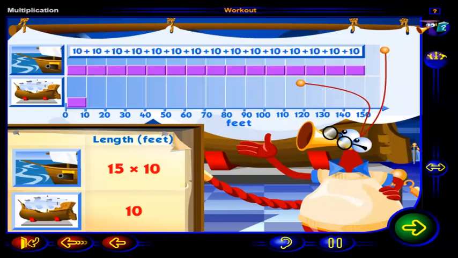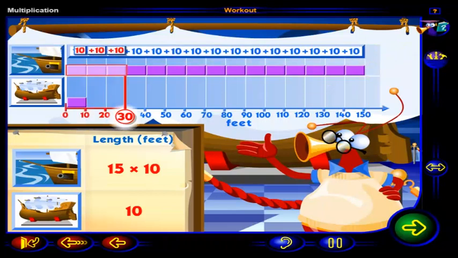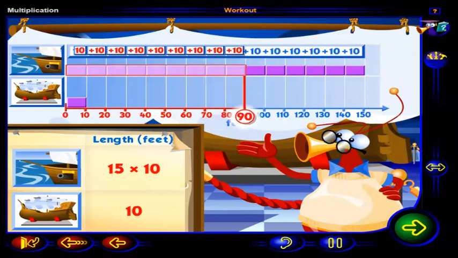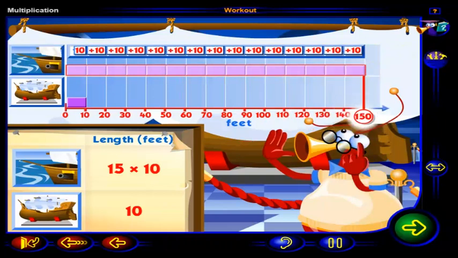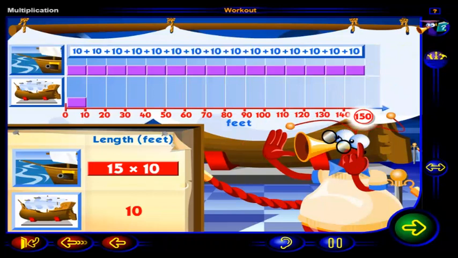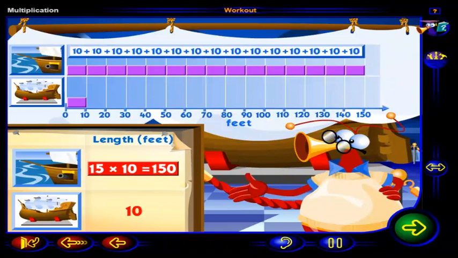When you add 15 tens, you get 10, 20, 30, 40, 50, 60, 70, 80, 90, 100, 110, 120, 130, 140, 150. So, 15 times 10 equals 150. Some pirate ships were about 150 feet long.